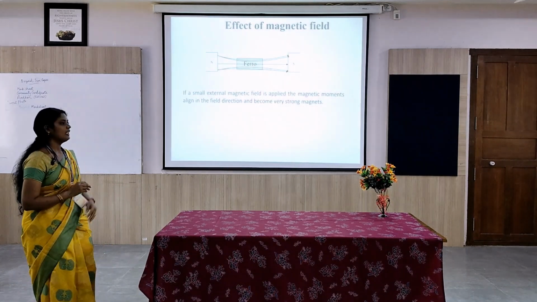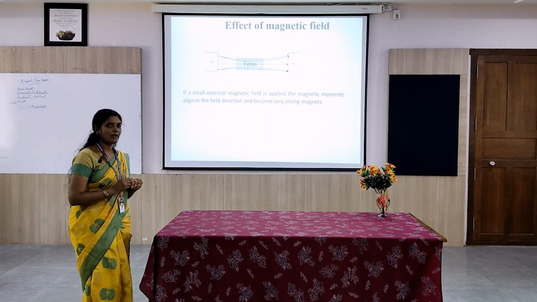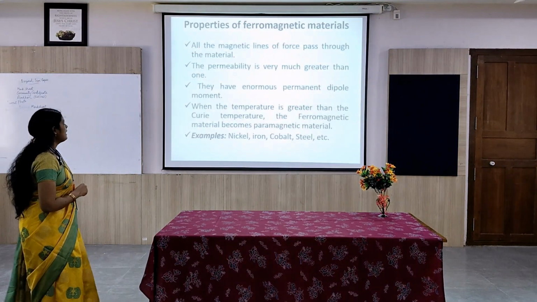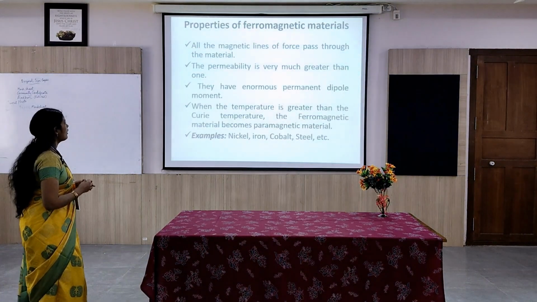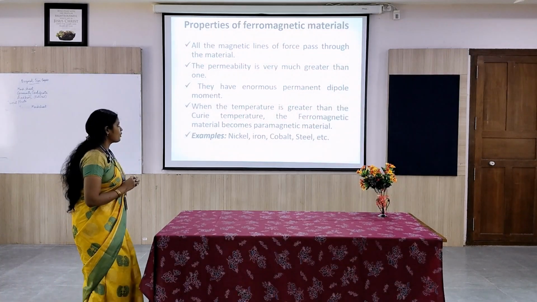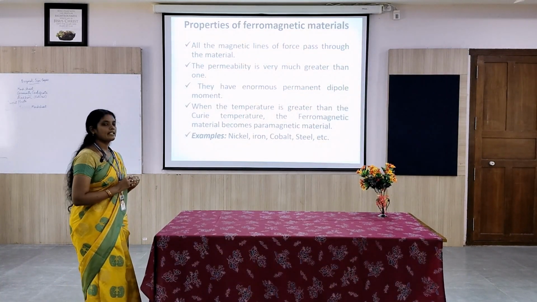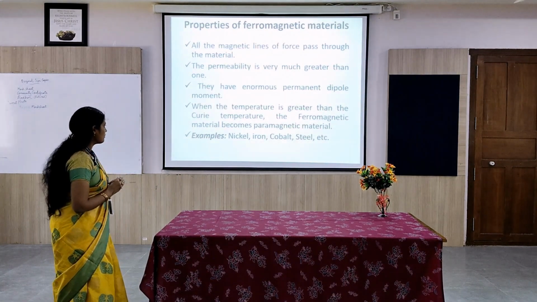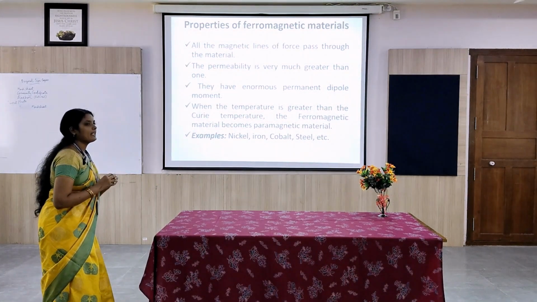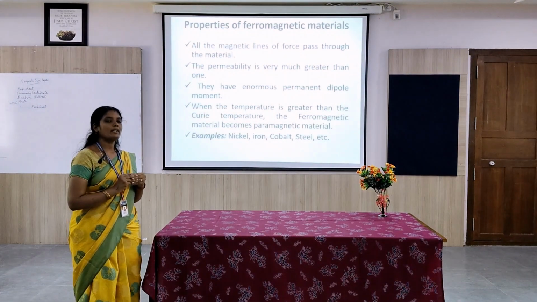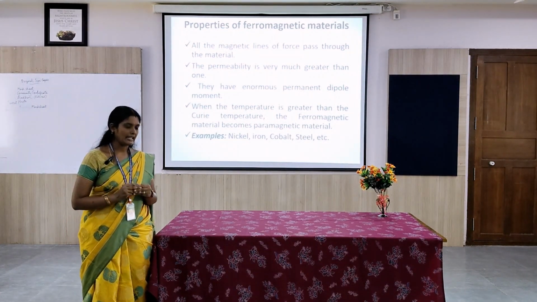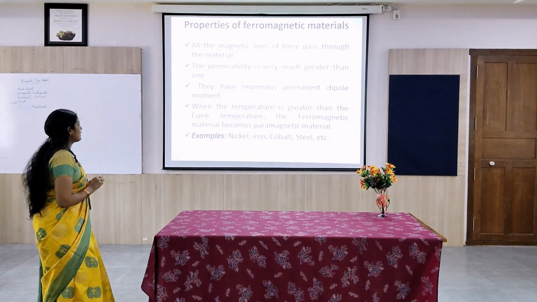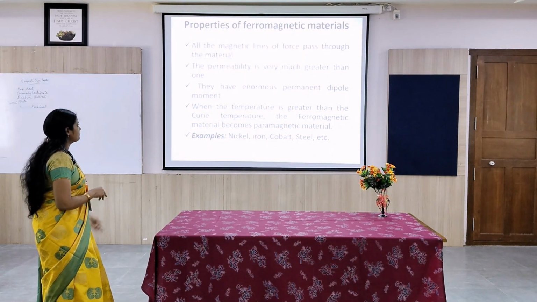Next, the effect of magnetic field. When the ferromagnetic material is placed in an external magnetic field, it becomes a very strong magnet. Next, properties of ferromagnetic material. All the magnetic lines of force pass through the ferromagnetic material. Its permeability is very much greater than 1. It has its own permanent dipole moments. When the temperature increases, it automatically converts into a paramagnetic material. Nickel, iron, cobalt and steels are examples of ferromagnetic materials.